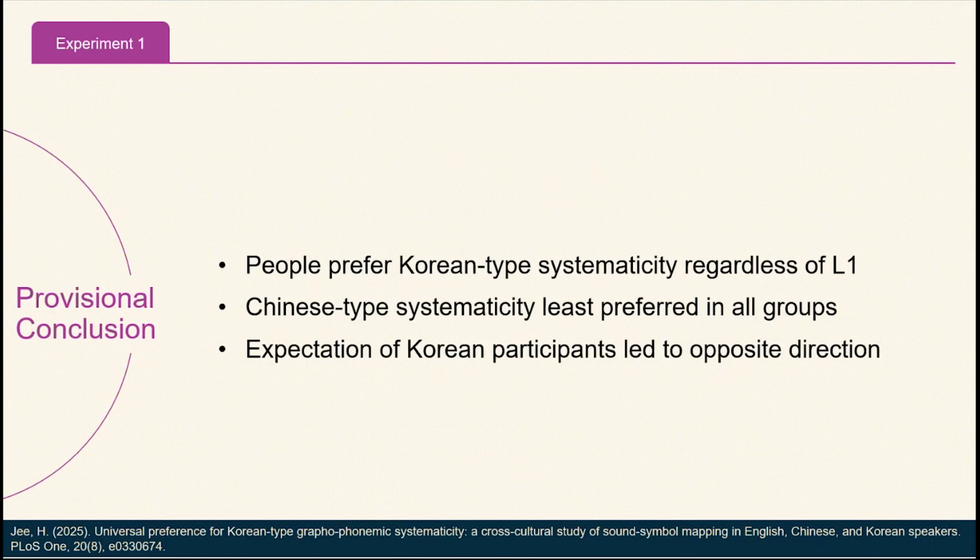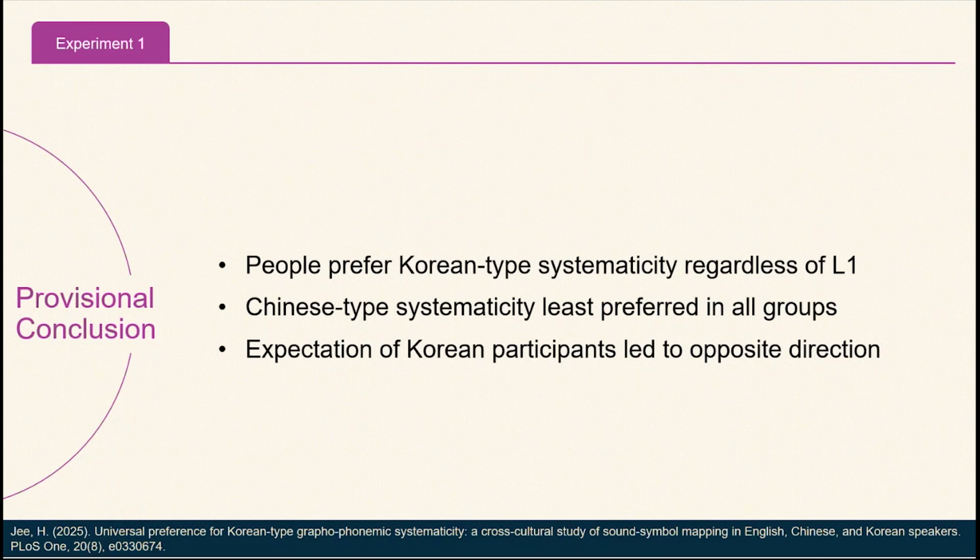Here it is: the expectation for Korean participants went in the opposite direction. This is my inference: the reason Korean people didn't choose Korean type systematicity is particularly because they are aware of the unique background of the Korean writing system, which was artificially created in the 15th century, quite recently, to achieve such high systematicity between letter shapes and sound. So as Koreans, we say this is not rare, this is not natural. When they are forced to choose letter shapes and sound, they try to avoid such apparent systematicity. That's my inference, but further research will be necessary.